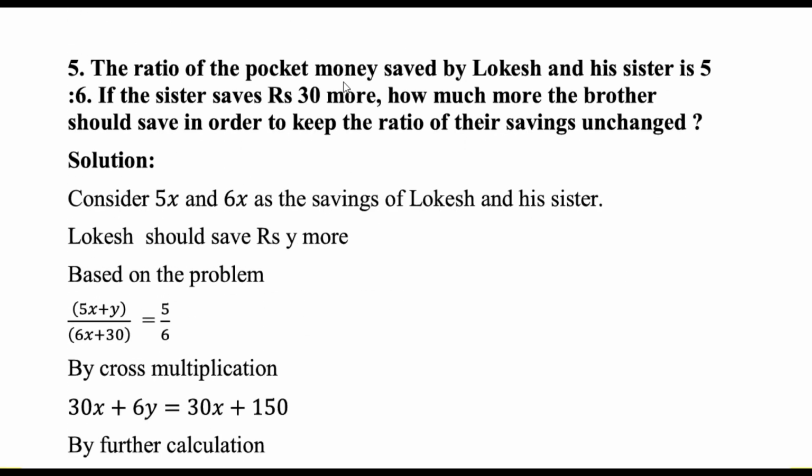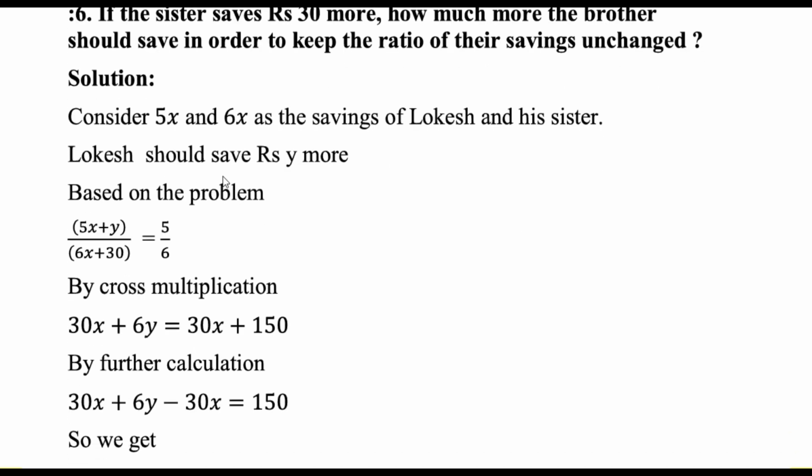The ratio of the pocket money saved by Lokesh and his sister is 5 is to 6. If the sister saves rupees 30 more, how much more should the brother save in order to keep the ratio of their savings unchanged? So consider 5x and 6x as the savings of Lokesh and his sister, and Lokesh should save y more. So based on the problem, (5x plus y) divided by (6x plus 30) is 5 by 6.